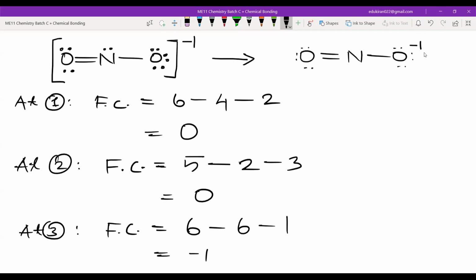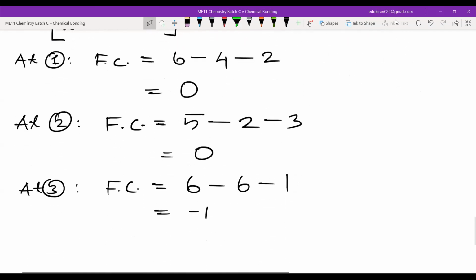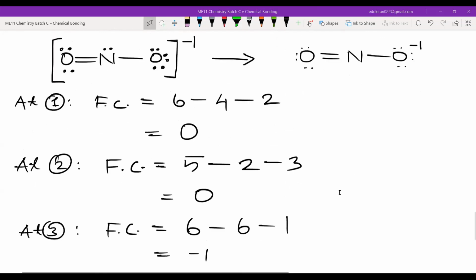So please write this. Was this tough? Where did you get wrong? See, for Lewis dot structure, the only thing you can do is practice. I write this first, then we will write the limitations, and in limitations I will give you some examples of Lewis dot structure. Done?